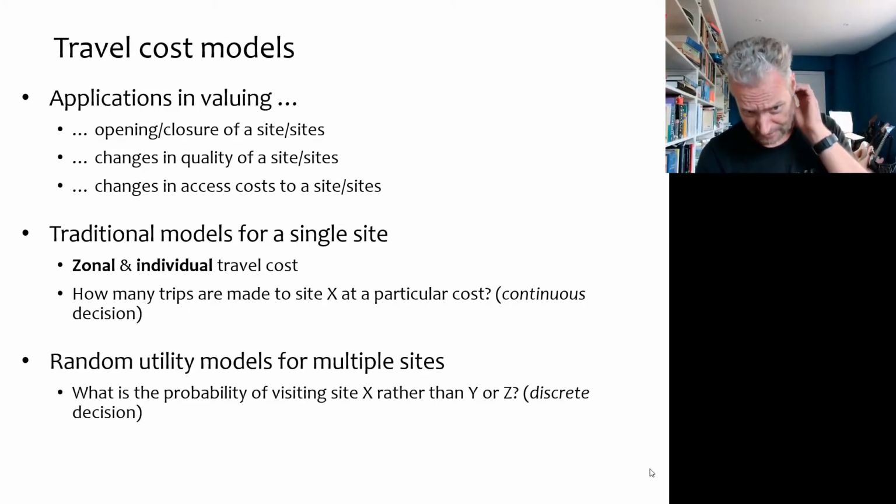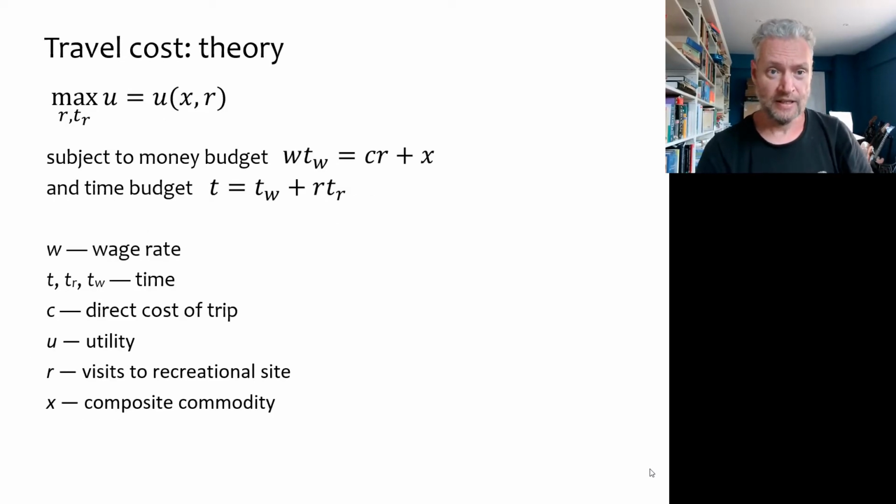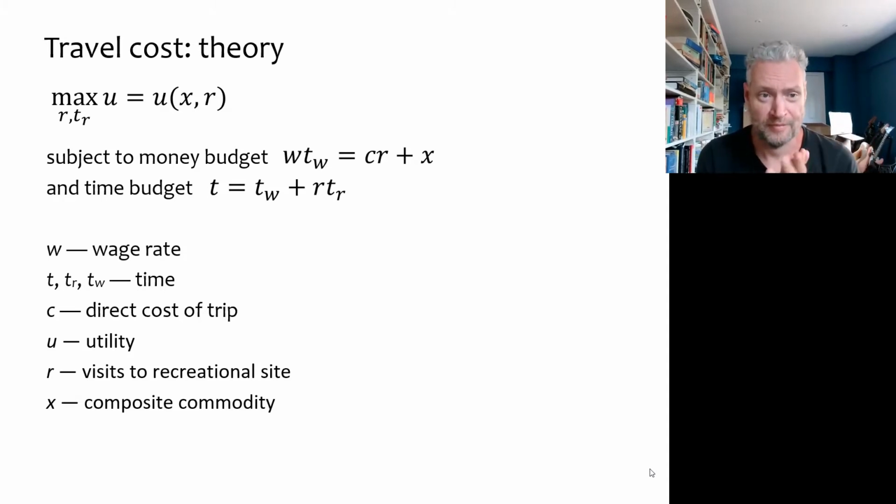And then later I'll talk about what to do if there's multiple sites, and then you need slightly more complicated econometrics to get there. So how does this work in theory? We assume that there is an individual who seeks to maximize her utility by consuming two things. One, a composite commodity X that contains everything else that we care about.